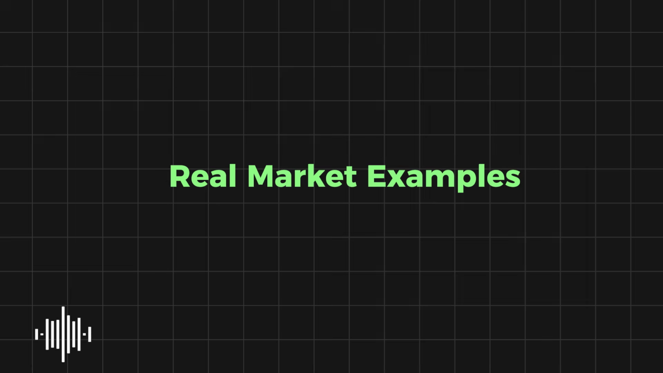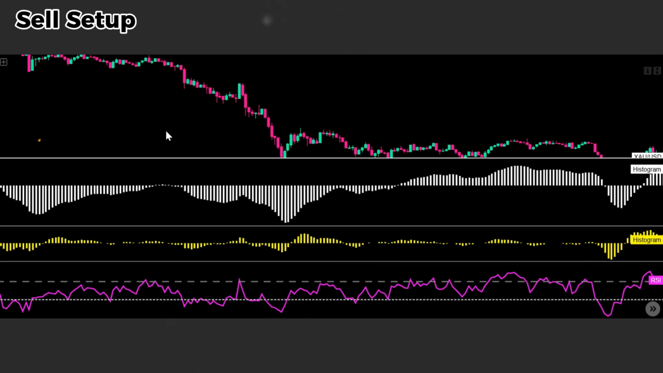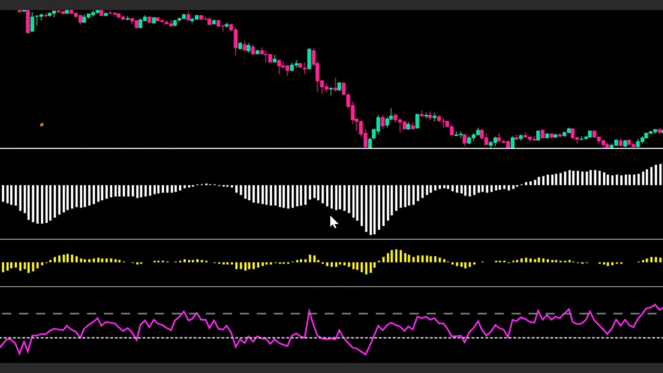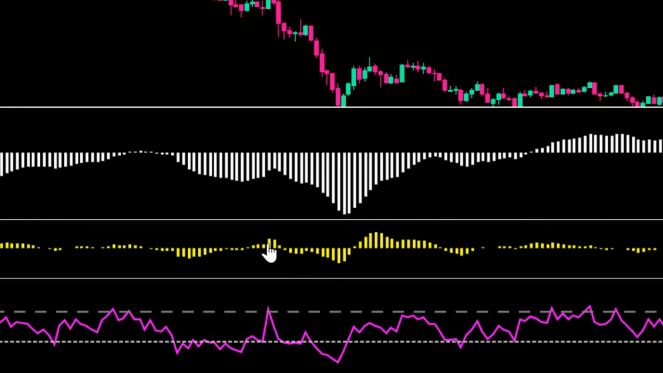Real market examples. Sell setup. Alright traders, let's take a look at this example on the chart. Here you can see the slow MACD, the white one, and notice how its histogram is below the zero line. That tells us the main trend is down. Now look at the fast MACD, the yellow one. See how its histogram just moved above the zero line. That means the market is making a small pullback inside the downtrend.